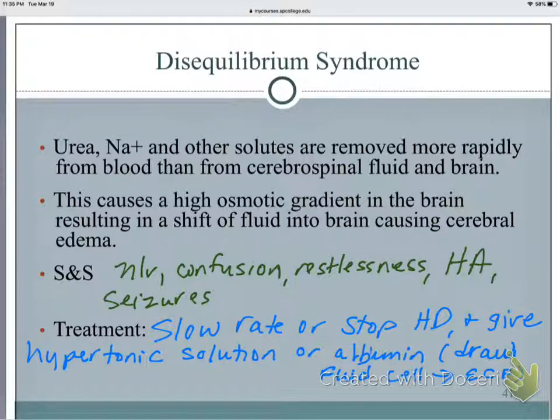So we can either slow the rate or stop the dialysis. Sometimes they'll give them a hypertonic solution to shrink the cell size in the brain. But it is a pretty serious complication. You'll notice your patient can vomit, become confused, restless, have bad headaches, and they can have seizures. Think of cerebral edema, that kind of thing. I think I've seen them give mannitol for it too, but it's just nice to know, right? So they would give a hypertonic solution for that.